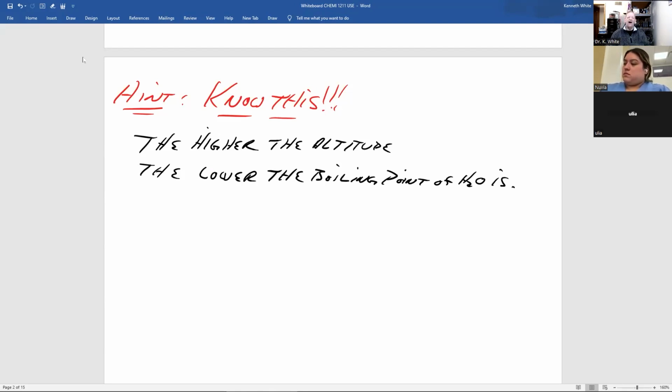All right. The higher the altitude, the lower the boiling point of water is, because at a higher altitude, the atmospheric pressure is lower. Therefore, it takes less energy, heat, to get the vapor pressure of the water vapor in the bubbles when you're boiling water to equal atmospheric pressure, which is by definition, when the vapor pressure equals the atmospheric pressure, that temperature is the boiling point of that liquid.